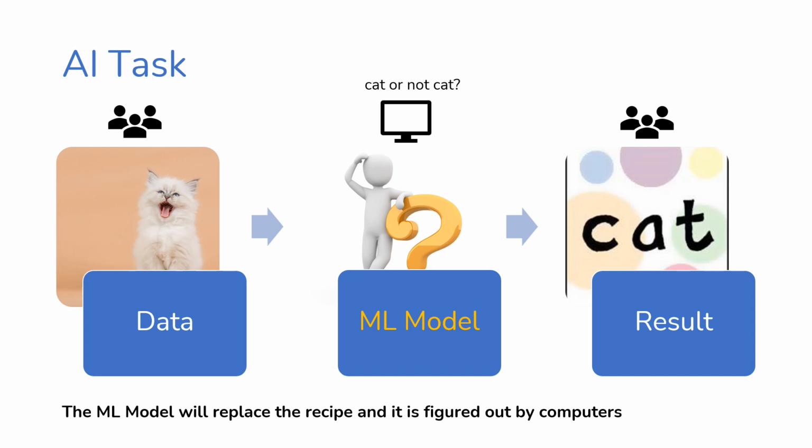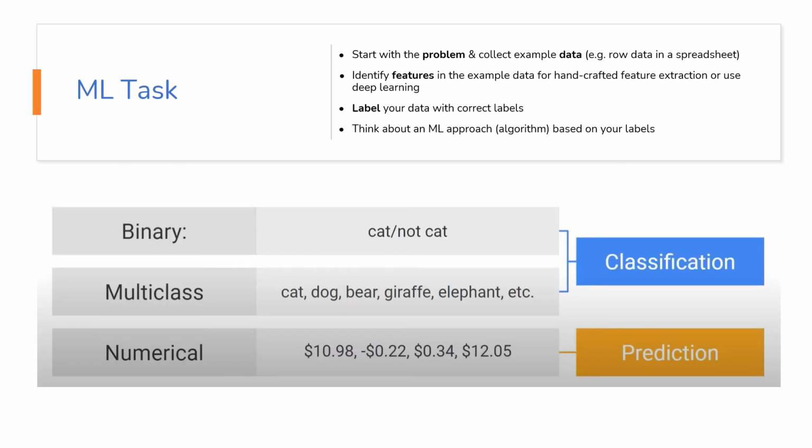We need data to start with, we need an algorithm to build the model, and we need to have the results. So if we need to start with machine learning tasks, then we need to follow some steps which are explained in this slide. We need to start with the problem and collect example data, raw data and spreadsheets, and we need to identify something called features in the example data, either handcrafted features, or use deep learning for the automation of feature extraction.